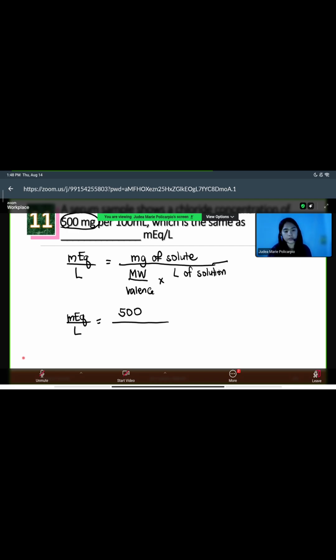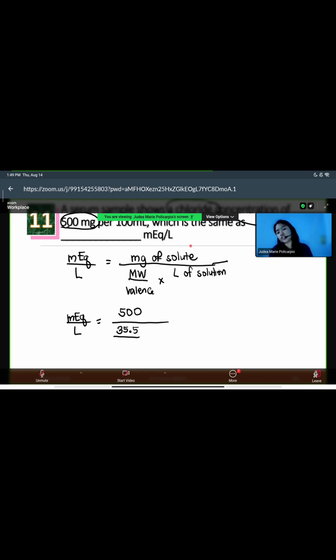Dito sa molecular weight, lalagay natin 35.5. Okay? 35.5 ang ilalagay natin in here. I-divide daw natin siya with the valence. Okay? Ano bang valence ng chloride natin? Ang chloride natin is practically Cl. Siya lang mag-isa. Wala siyang ibang kasama.